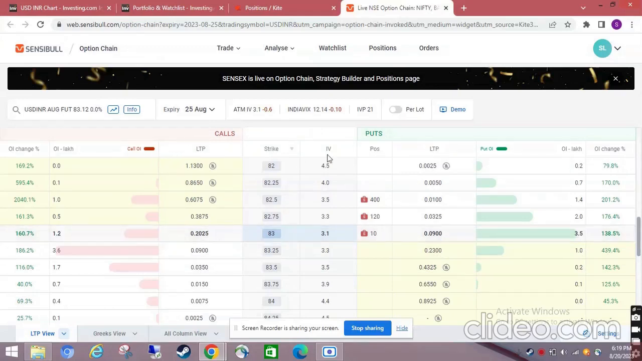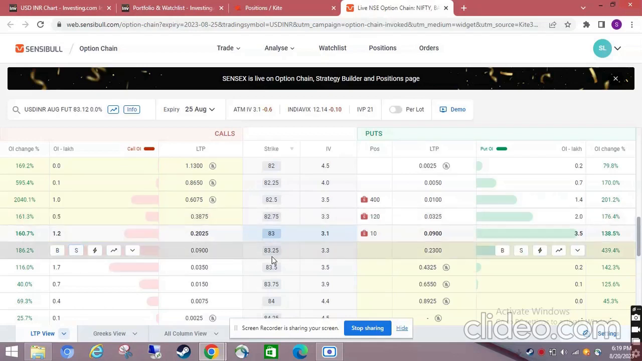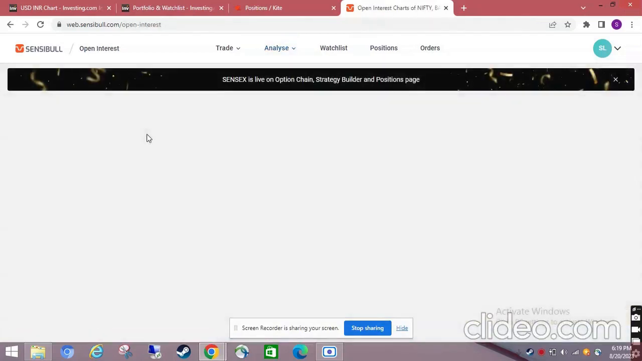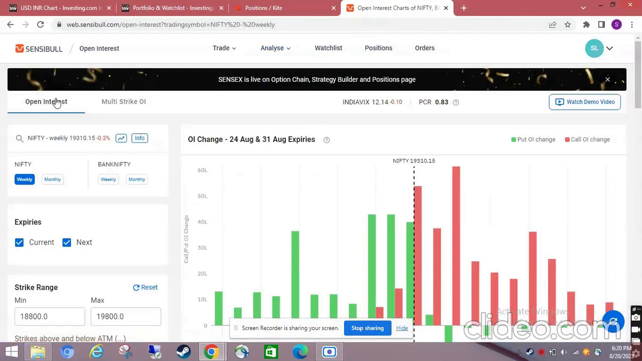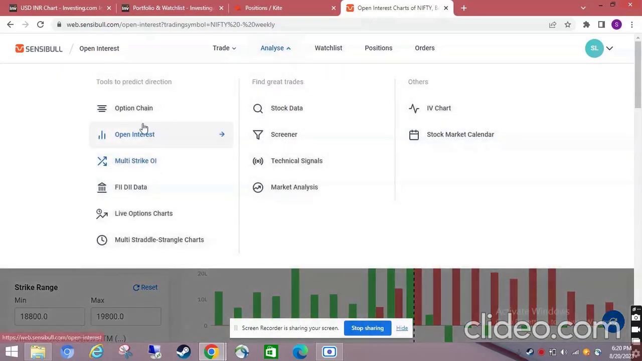Other than that, if you look at the VIX, it is also very nice. I think you can get good premium on both the call and the put side, but I would not go for a call because you don't know when the big move will come. Then you have to cover your positions. Also, if you look at open interest, you can look at open interest for this. Okay, so see what it gives us. No, there is no option chain for USDINR. I don't think it gives us that.